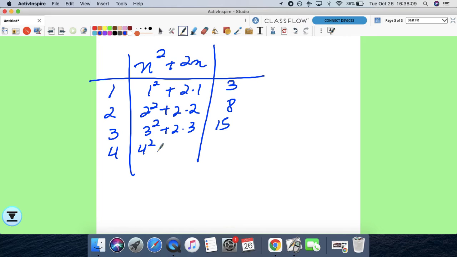4 would be 4 squared plus 2 times 4, which is 16 plus 8, which is 24. And finally 5. 5 squared plus 2 times 5, which is 25 plus 10, 35. Okay, so there's our first 5 terms in that.